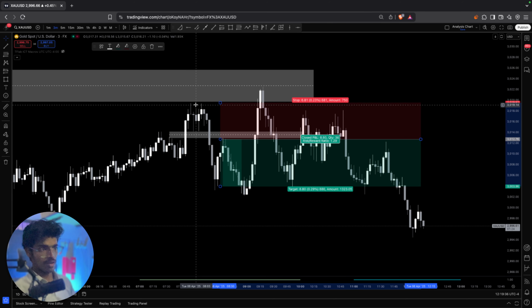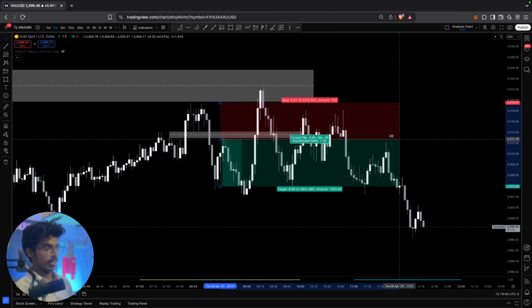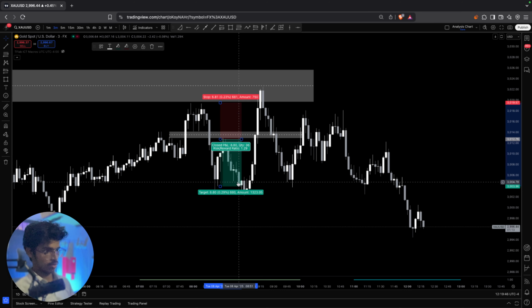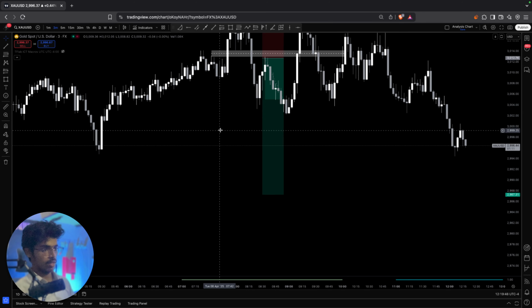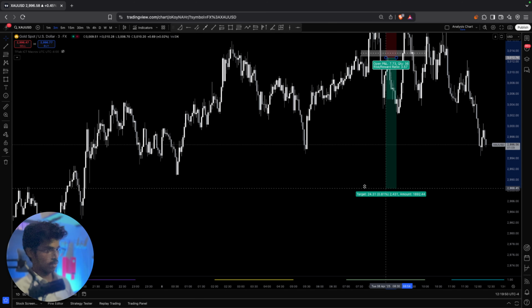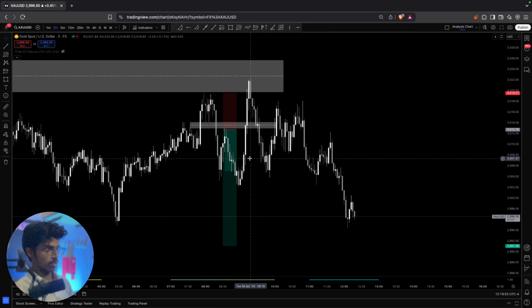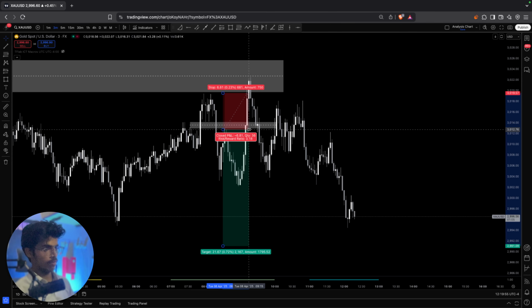I was really thinking that these are buy side liquidity that has been created, which is not being taken. So the market is just trying to create some low. Yes, I got stopped out. Let me show you. I did my trade around this low. So yes, I got taken out when the market shifted higher.